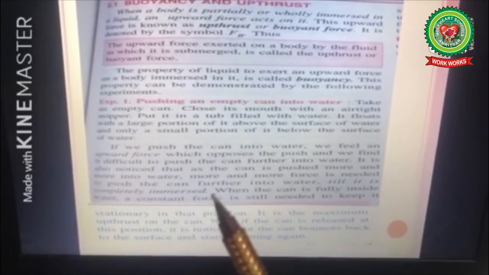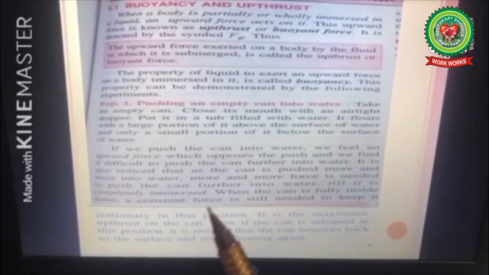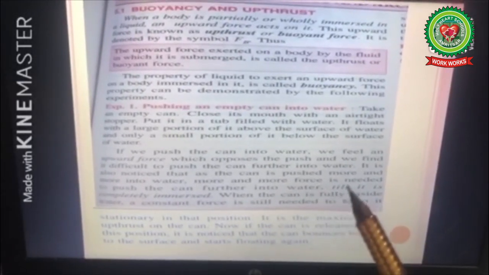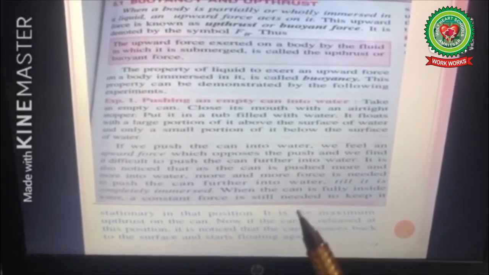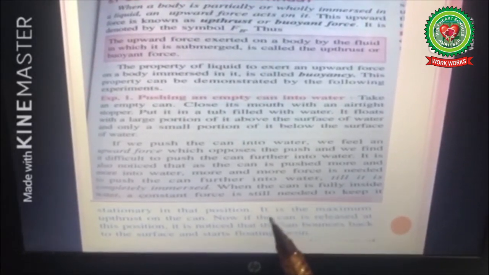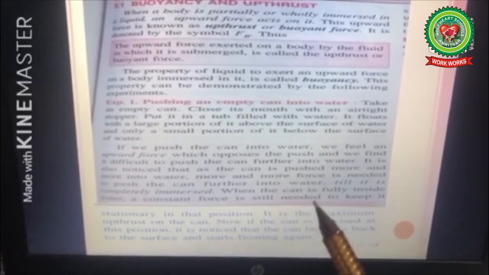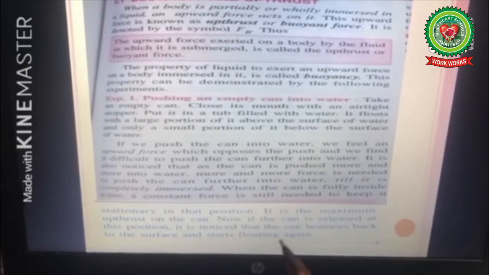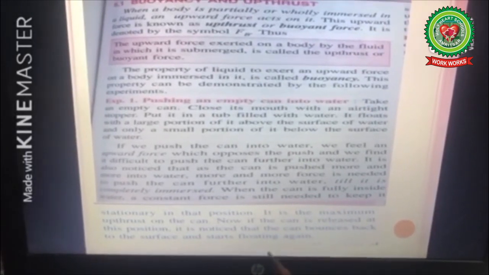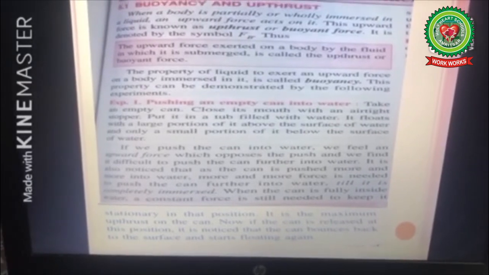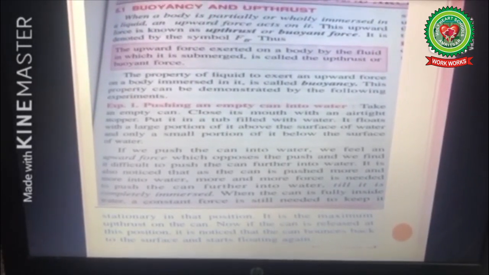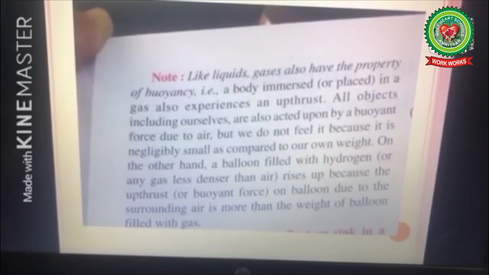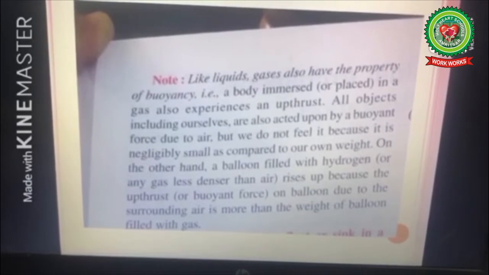It is also noticed that as the can is pushed more and more into water, more and more force is needed to push the can further into water till it is completely immersed. When the can is fully inside the water, a constant force is still needed to keep it stationary in that position. It is the maximum upthrust on the can. Now, if the can is released at this position, it is noticed that the can bounces back to the surface and starts floating. We have already discussed this experiment, children. In this, the can rises up due to upthrust exerted on it by the liquid.